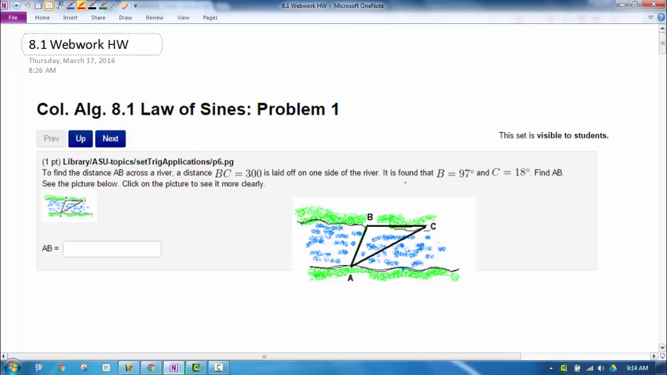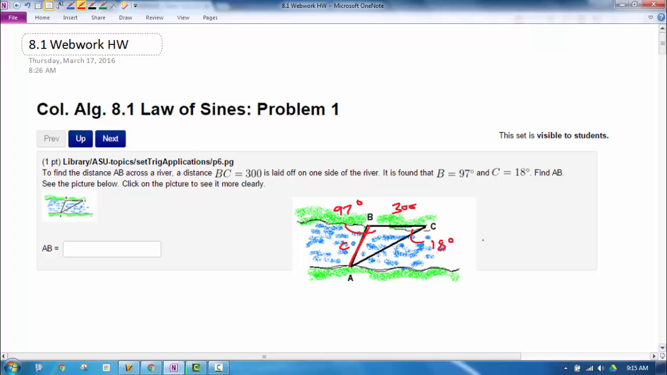Okay, this is 8.1 Webwork Homework Help. The first question says to find the distance AB across the river right here. It tells us that BC right here is 300, and it's found that angle B is 97 and angle C is 18 degrees. It wants us to find side AB, which I'm going to call little c here.